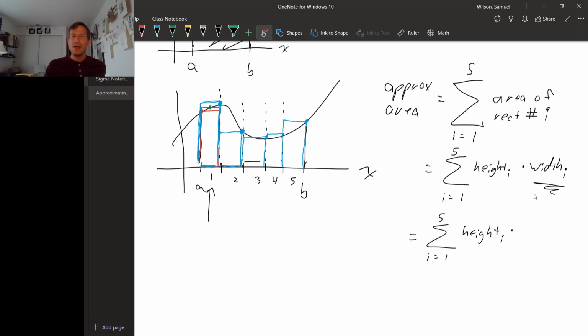Well, we've broken the interval up from a to b. We've broken it into 5 different pieces. So the width of the interval from a to b is b minus a, and we broke it up into 5 different pieces, so we should divide this by 5. So there's the width. Now for the height, well, the height does change, right? The height of each rectangle is different. But we need to come up with some way of expressing what that height is.